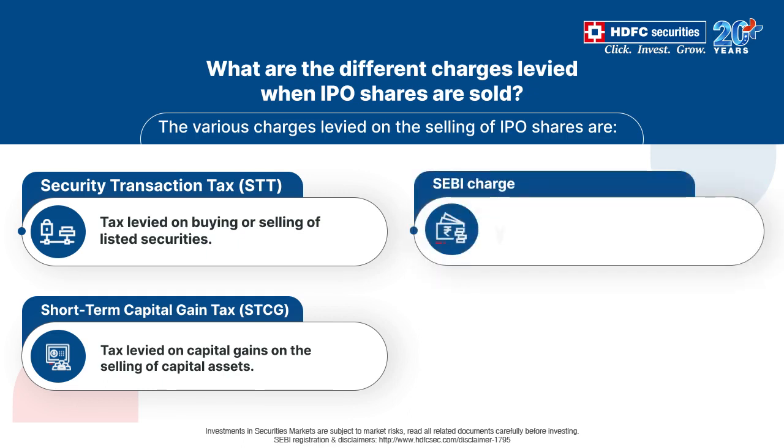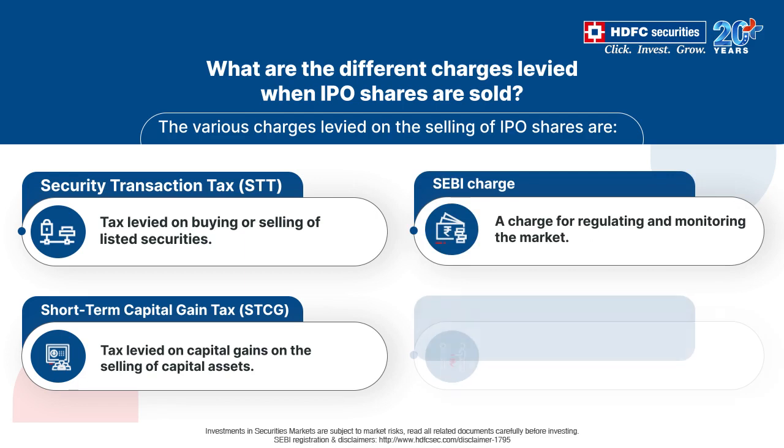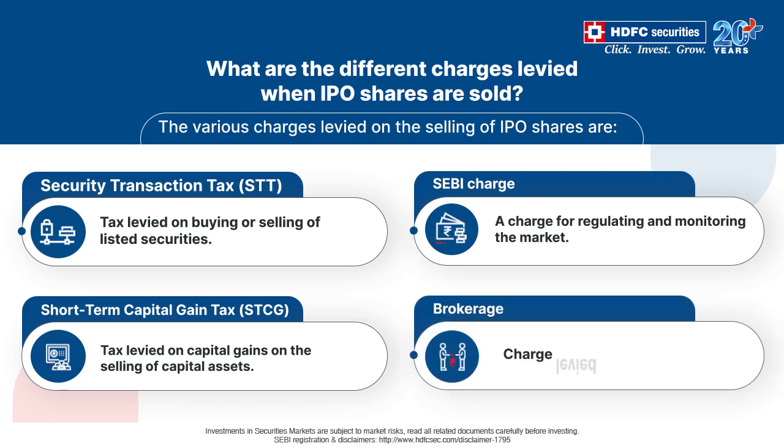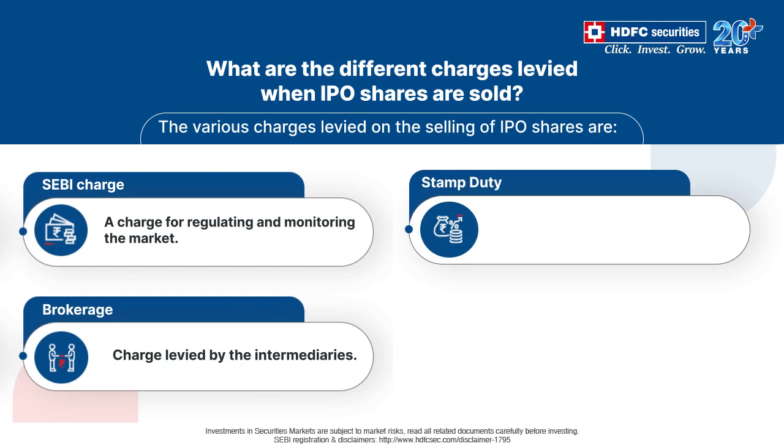SEBI Charge. It is a charge levied by SEBI for carrying out its duties of regulating and monitoring the market. Brokerage is the charge levied by the intermediaries that facilitate the sale of shares as fees for carrying out their duties. Stamp duty. This tax is levied upon the sale of shares by the state government. However, this charge is generally paid by the buyer of the shares.